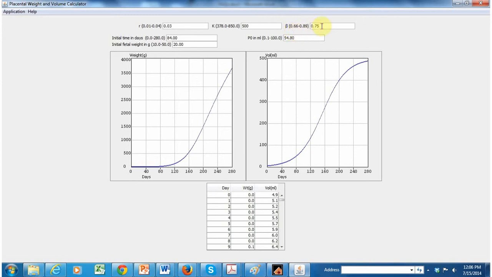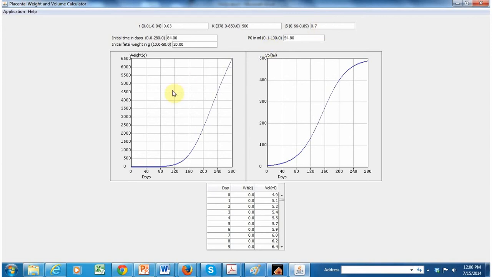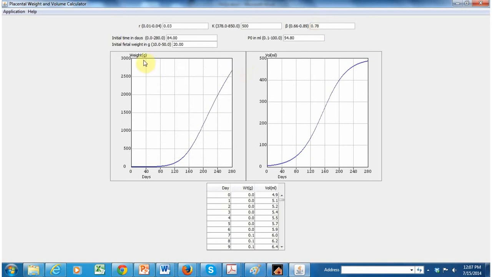Now, if I lower this just a little bit, it's very, very sensitive to beta changes. You see that the weight of the fetus has gone very high. And if I raise it just a little bit, let's make it 0.78, you see that the weight of the fetus now is pretty low at the end compared to what it was before. So beta is a very important parameter, and we can actually calculate it from ultrasound data.